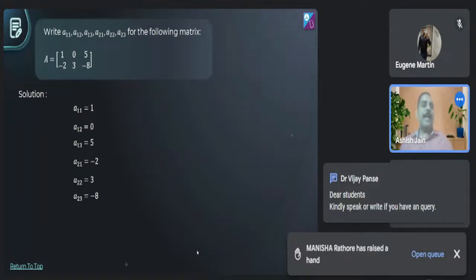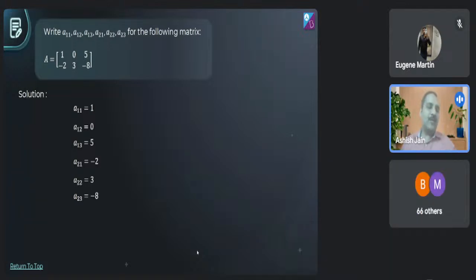हमने बोला कि element at first row, first column, which is called A11, is 1. Similarly, element at first row, second column is 0. Element at first row, third column is 5. Element at second row, first column is minus 2. Second row, second column, it is 3. Second row, third column, it is minus 8. Clear hai? So in this way, we refer to any element at random by its location. Location कैसे देखेंगे? पहला row, then column.